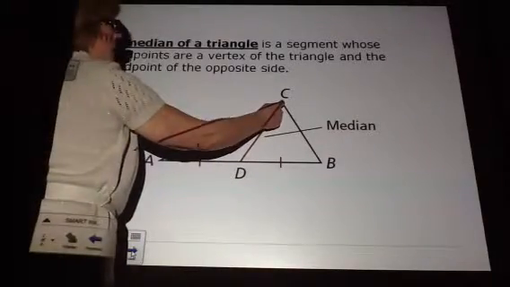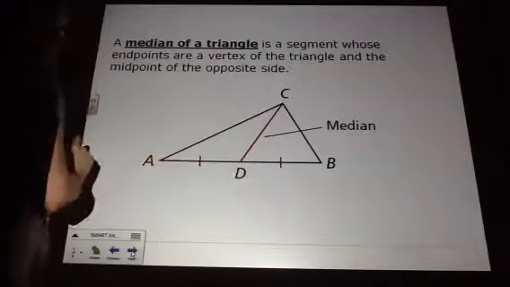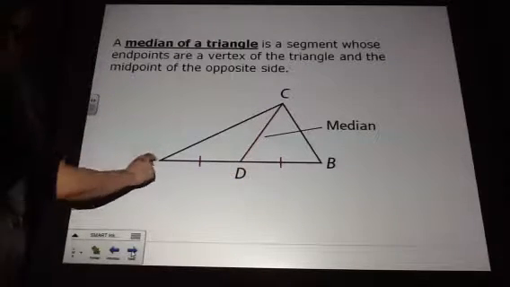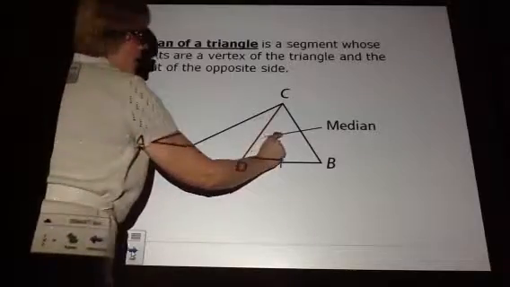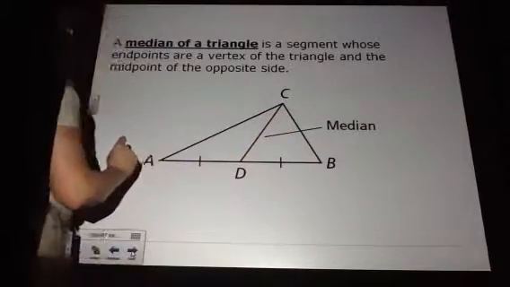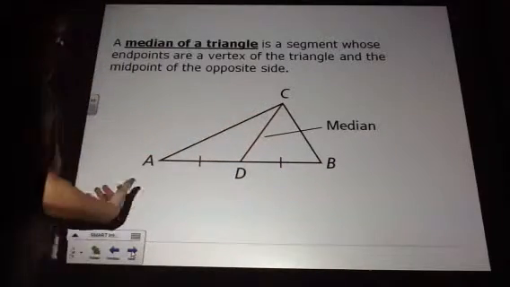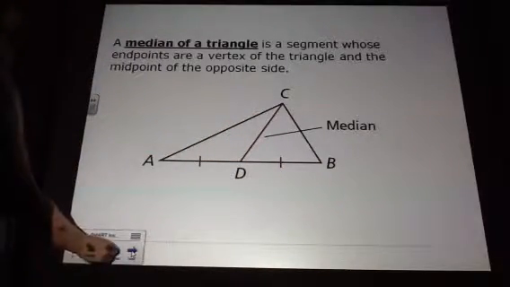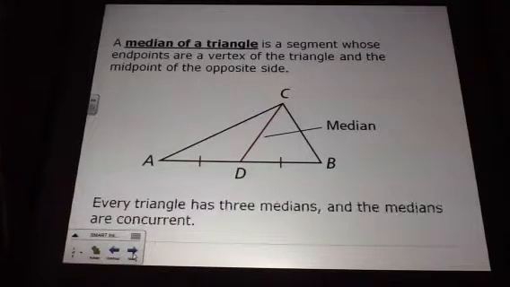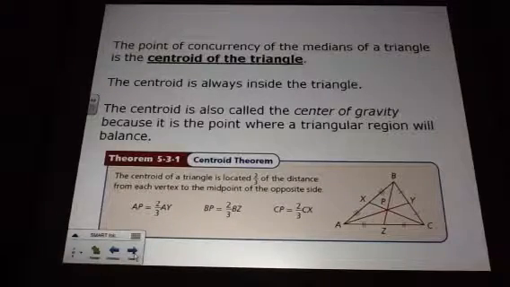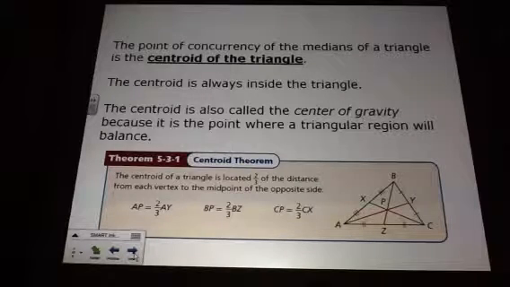Endpoints are vertex and midpoint of the opposite side. So we can have a median from point A to the opposite side CB. We can have a median from point B to the opposite side AC also. Every triangle has 3 medians, and the medians are concurrent, which means they all intersect in one point of concurrency. The point of concurrency of the medians of a triangle is called the centroid of the triangle.